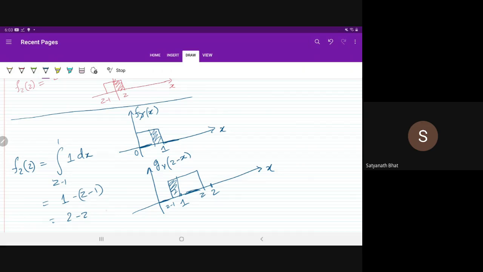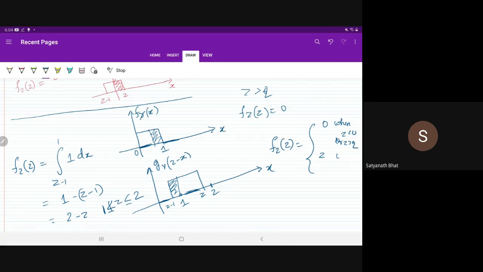So this is for what region? This is for z which is bigger than 1 but less than or equal to 2. So these are all the regions. And finally, when z is greater than 2, fz of z will be 0, since there is no overlap. So to summarize, fz of z is equal to 0 when z is less than 0 or z is greater than 2. It will be z when you are between 0 and 1, and it is 2 minus z when you are between 1 and 2.